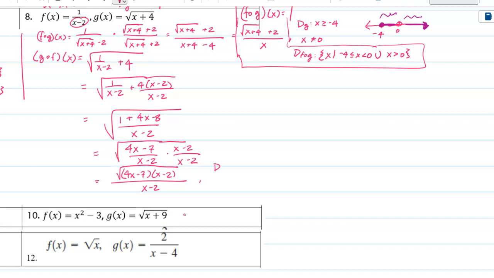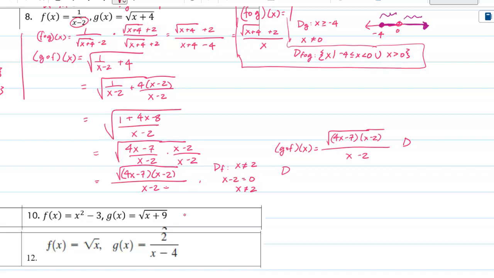domains. The domain of the input function of f was x cannot be 2. The composite function also, so x cannot be 2 either. So it just has a restriction of 2. So let's go ahead and write the full thing: g of f of x equals the square root of 4x minus 7, x minus 2 over x minus 2.